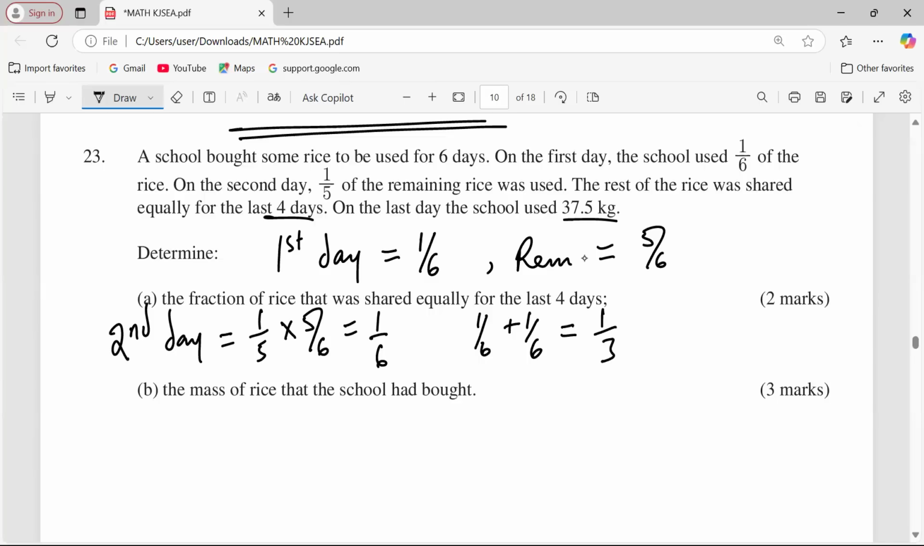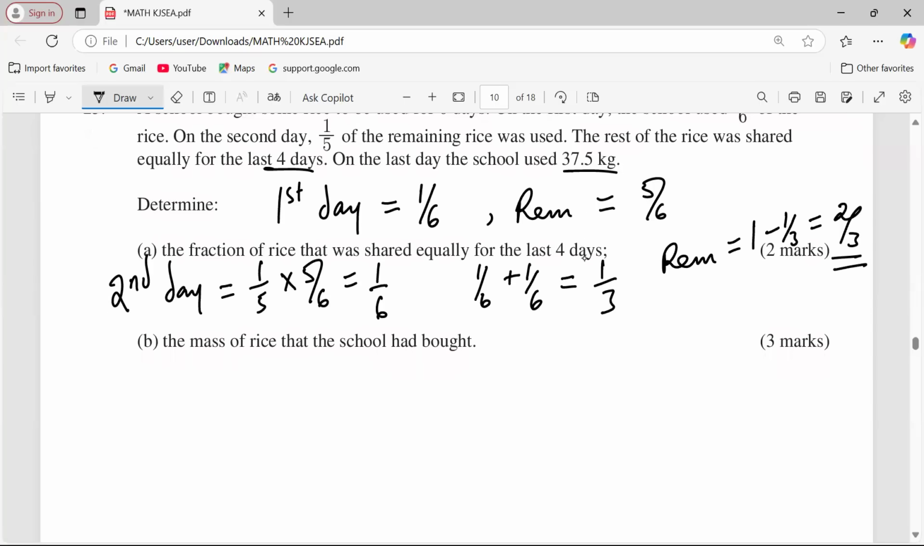Then now, after the first 2 days, we shall have a remainder of, when we take the whole fraction, subtract a third, we get 2/3. So it is 2/3 of rice, which was used for the last 4 days, because a third was used in day 1 and day 2. So 2/3 got distributed equally in the last 4 days.